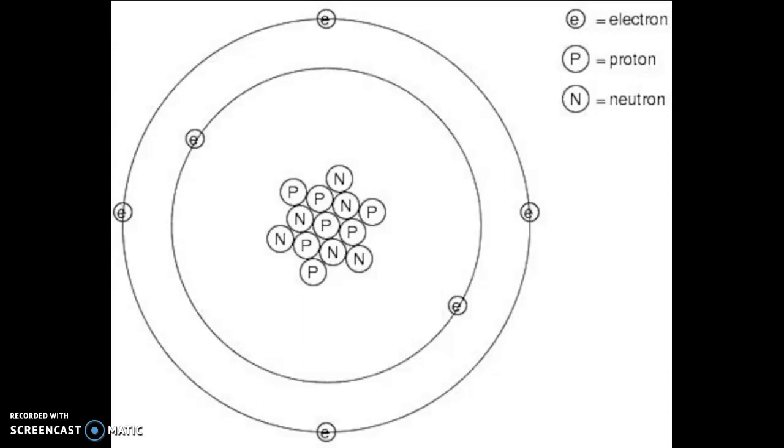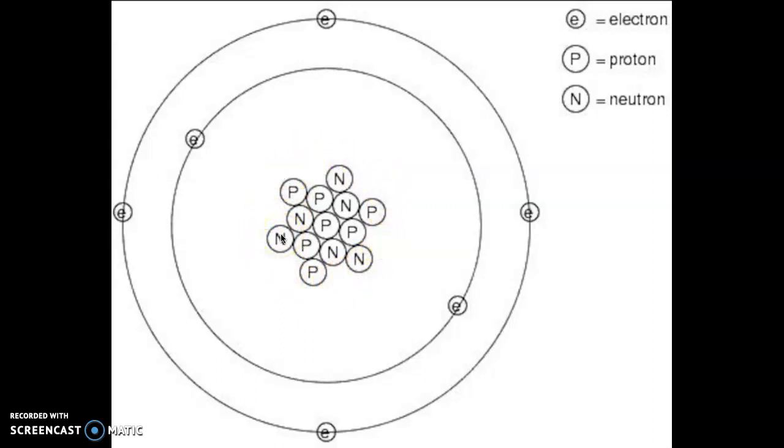The atomic mass is equal to the number of protons and neutrons in the atom. We do not include the number of electrons because the mass of electrons is so small that you really wouldn't be able to feel the difference whether they were there or not. So we're only going to count the number of protons and neutrons that are inside the nucleus.